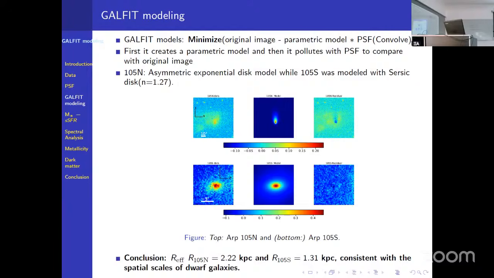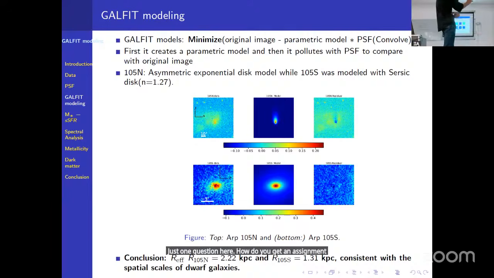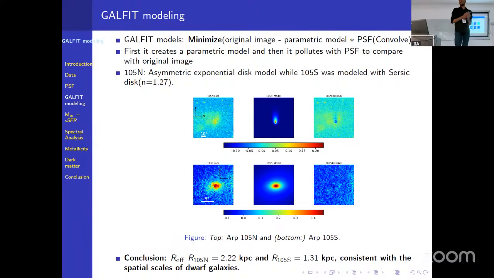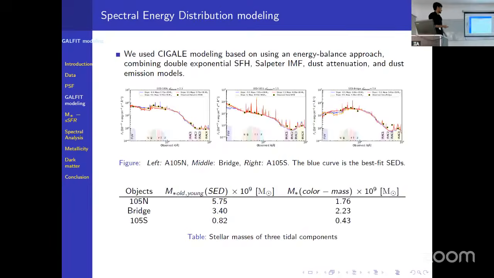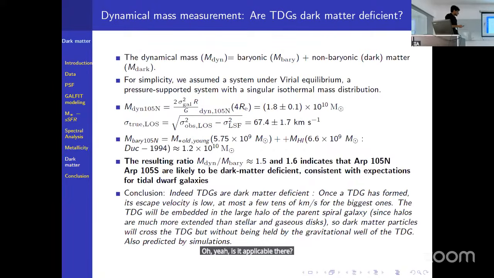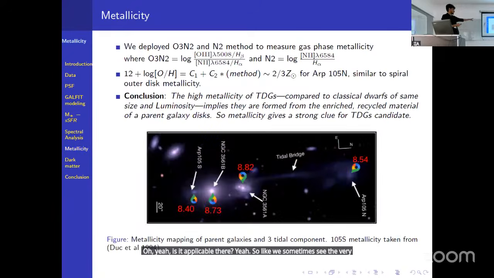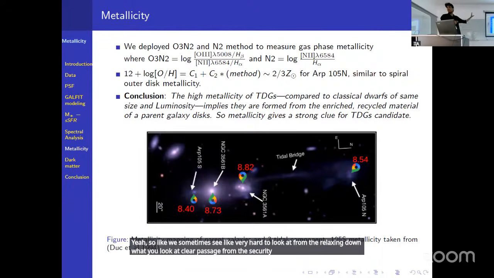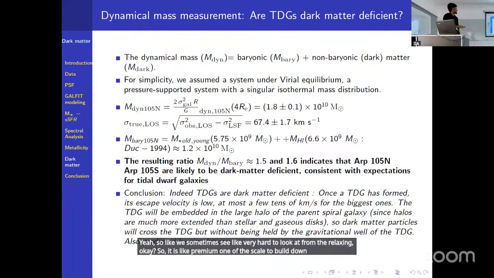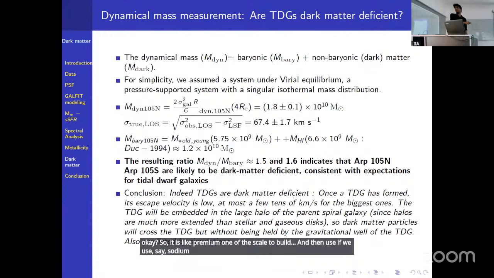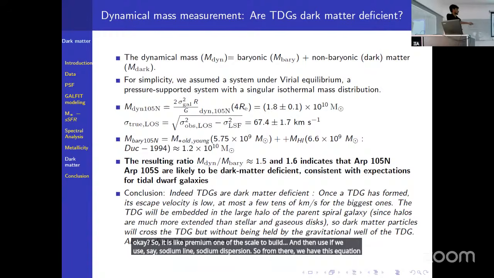Just one question here. How do you get an asymmetric exponential modeling? Okay, you have Fourier mode m equal to 1. Okay, any other questions? How do you explain the dynamical mass using the velocity dispersion? Is it applicable there? Yeah. So we assume that this is located very far from this galaxy, around 1 kiloparsec from this TDG. If we want to get the dynamical mass, then we use the density profile rho proportional to 1 by r squared, an isothermal profile, and then we use the velocity from the dispersion. So from there we have this equation, and we got the dynamical mass.